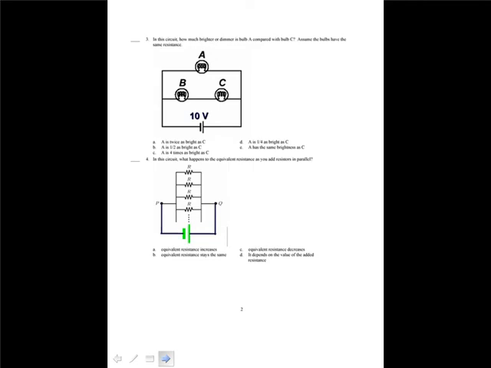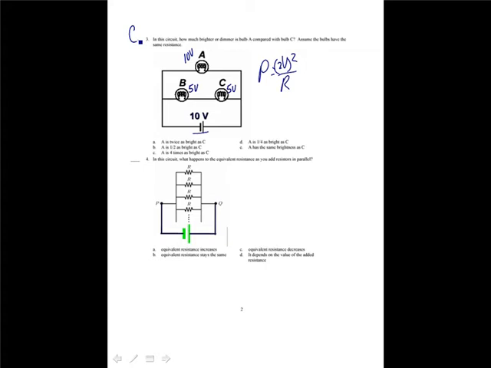This circuit, how much brighter or dimmer is bulb A compared to bulb C if you assume they have the same resistances? We have 10 volts here, so since these are in parallel, this gets 10 volts. These two, bulbs B and C, share 10 volts, and they each get 5 volts. Since P is equal to V squared over R, A has twice the voltage of bulb C, so it means it is 4 times as bright, because 2 squared gives you 4 times the power, so that is option C.